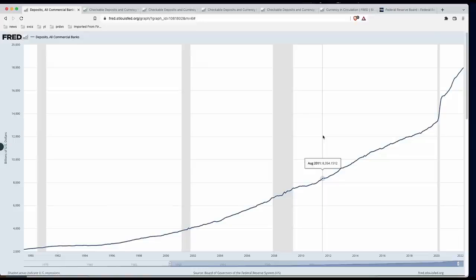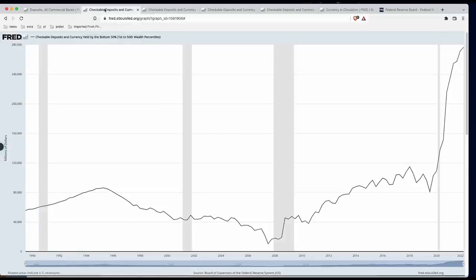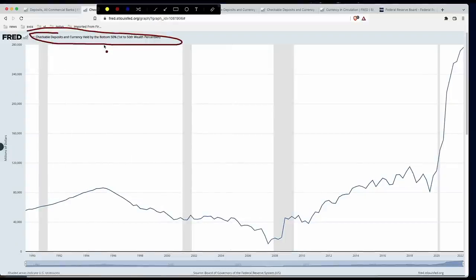Let's just look at the effect, though, of pandemic QE on checking accounts in different households according to where they are in wealth percentiles. And I want to start with the bottom. It's divided in, I would tell you quartiles, but it's not really quartiles. It's divided up funny. The first of the four segments these graphs look at is the bottom 50%. This is checkable deposits and currency held by the bottom 50% of households in the U.S.